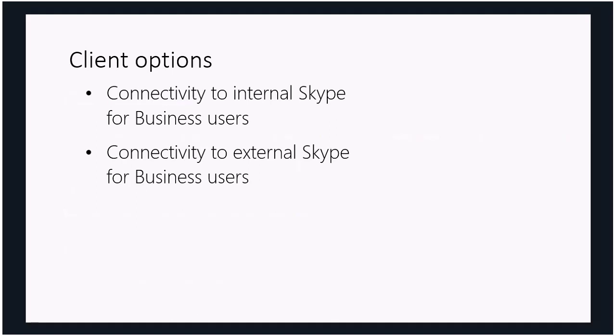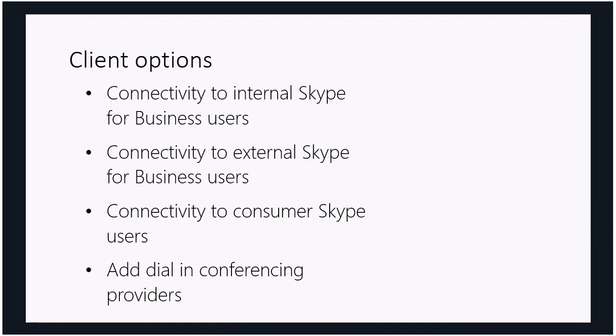And the final option, which again is enabled by default, is the ability to connect to consumer Skype. So if you have a customer who's using Skype for Business and they want to connect to other users, other customers, other vendors maybe who are using just the ordinary version of Skype, then they can certainly do that as well by default. And the third option, which is an add-in, you can then add in your dial-in conferencing provider. So this means that anybody with access to a phone can dial into a Skype meeting like we currently have the facility here.